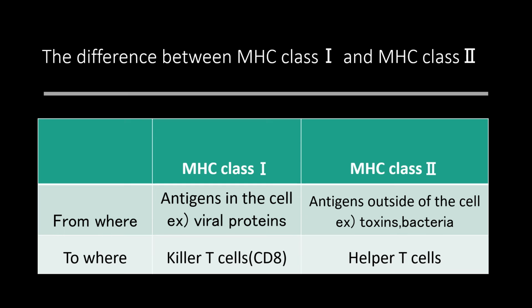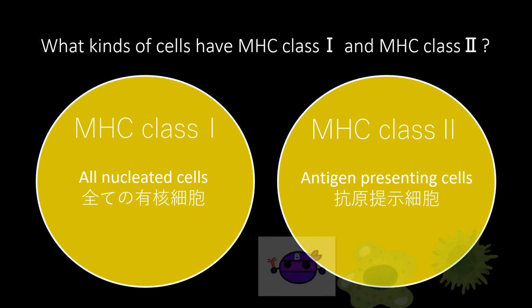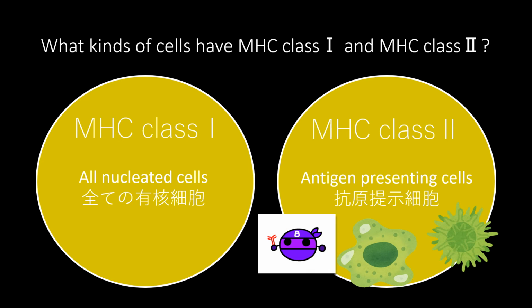This is a table which shows the differences between MHC Class 1 and MHC Class 2. The antigenic peptides of MHC Class 1 come from inside of the cells, like viral proteins, and go to killer T cells. On the other hand, the antigenic peptides of MHC Class 2 come from outside of the cells, like toxins and bacteria, and go to helper T cells. All nucleated cells have MHC Class 1 on their cell membranes. MHC Class 2 is known to be carried by antigen-presenting cells, such as dendritic cells, macrophages, and B cells.